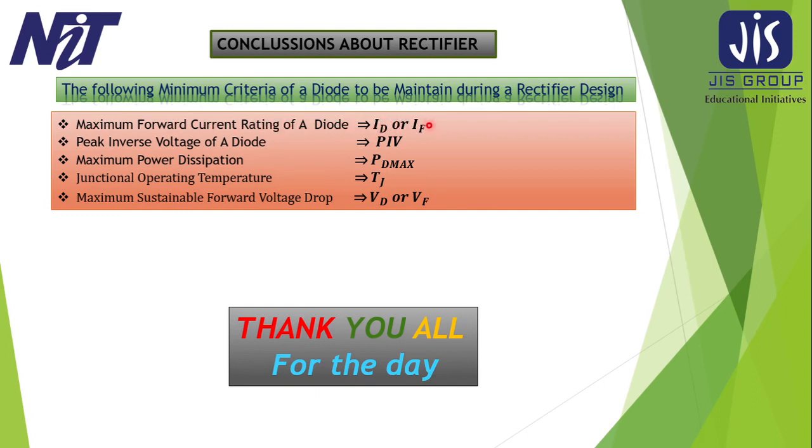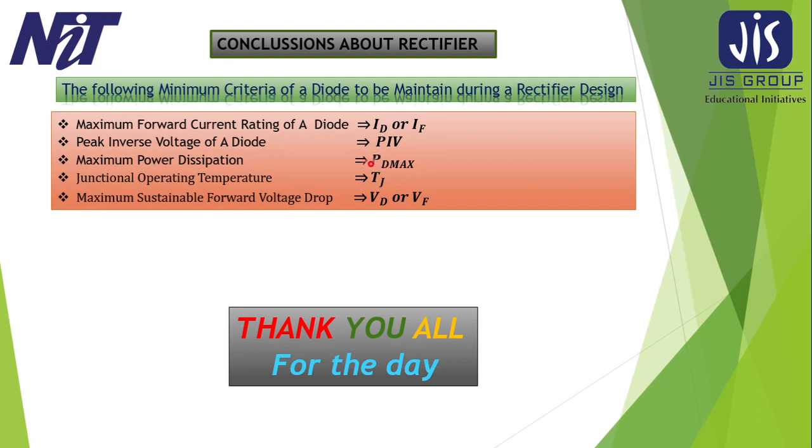First one, the maximum forward current rating of a diode, which will be denoted by ID or IF, both are the same. And the peak inverse voltage of a diode. I already told you in the previous slide what PIV is. That should also be strictly maintained. And the maximum power dissipation, called PD max.